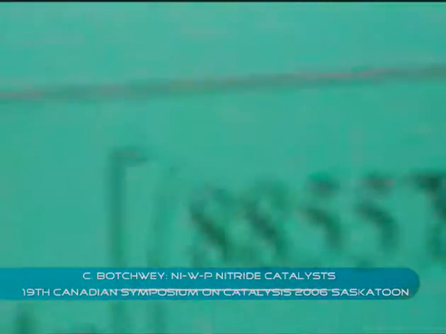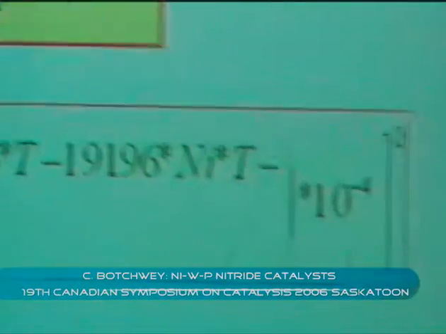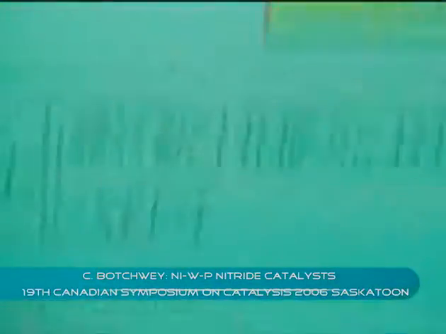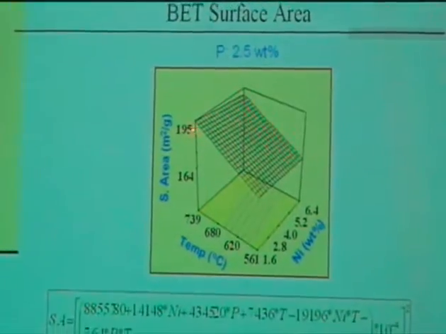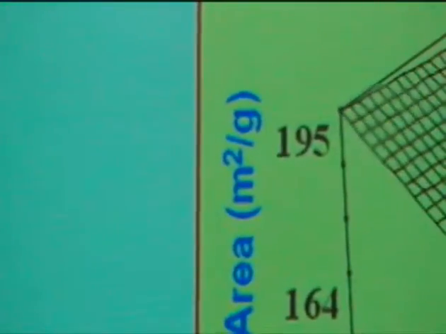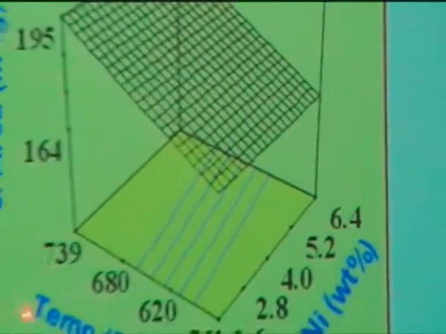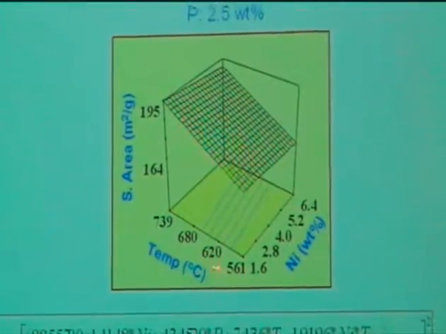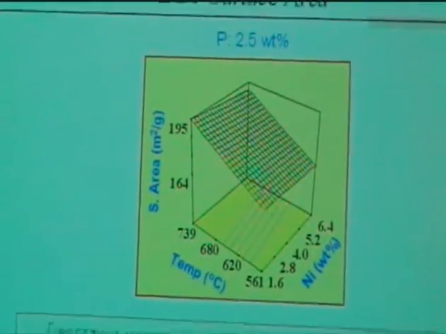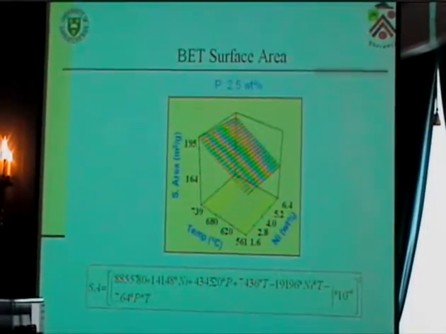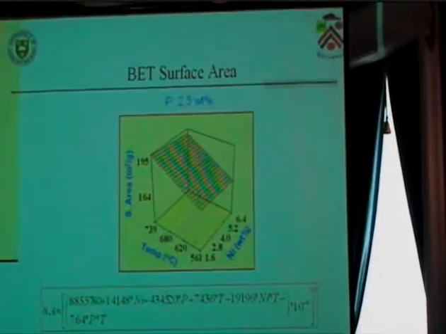The catalysts that were synthesized were characterized, and some interesting results were obtained from the BET surface area analysis. As nickel was loaded onto the support, it was observed that the BET surface area decreased gradually, but the temperature had the most effect on the BET surface area. And it was interesting to see that as temperature was increased, the BET surface area increased. And we are thinking as temperature increased, it increased the dispersion on the catalyst, and that was why the BET surface area also increased.